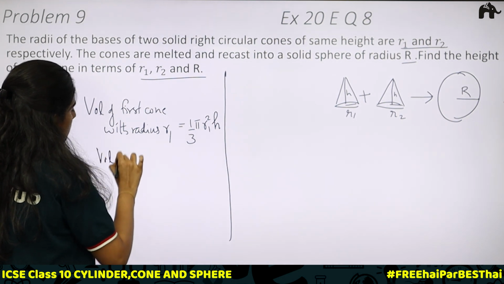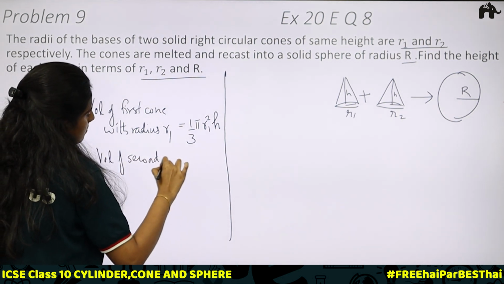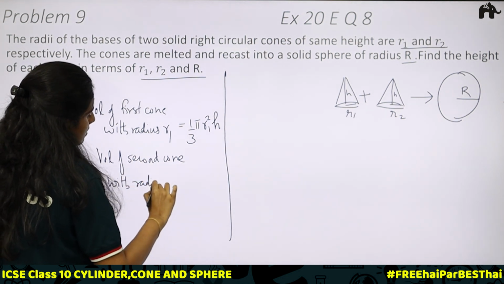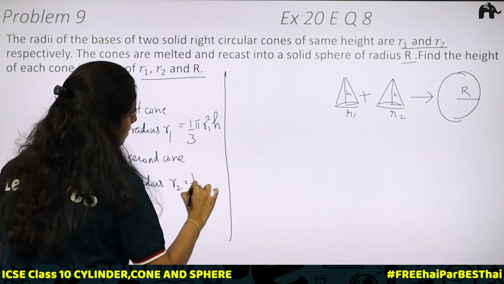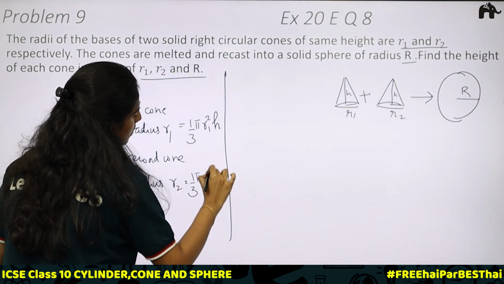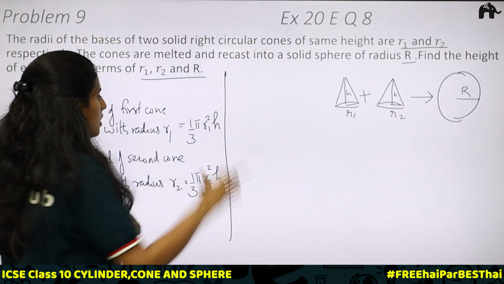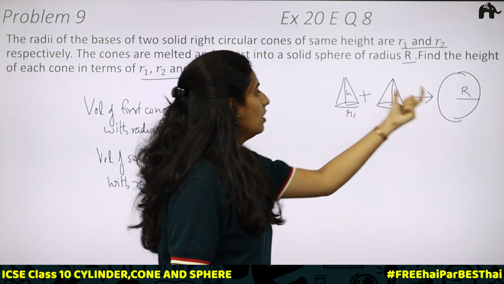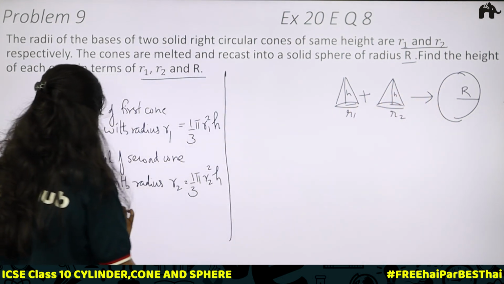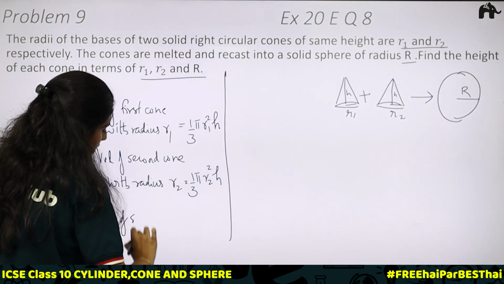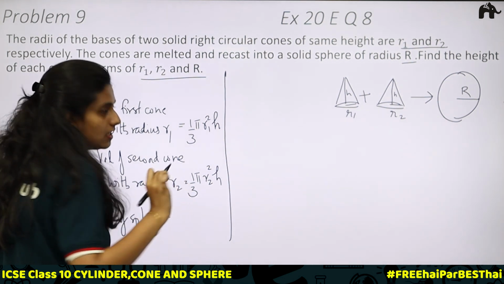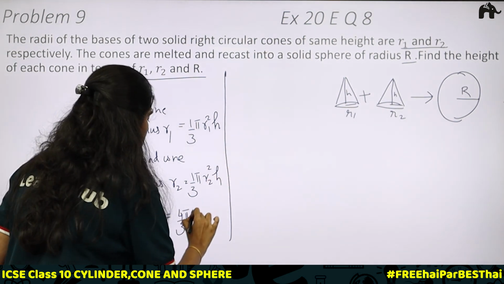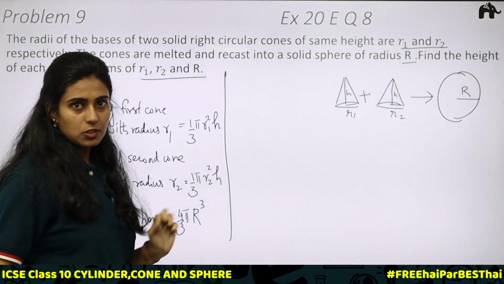Then, volume of second cone with radius R2 is equal to 1 by 3 pi R2 square h. Both these are added when melted and they are recast into a new sphere. We need to find the volume of sphere. What is the volume of sphere? 4 by 3 pi r cube. Here the radius is capital R, therefore capital R cube.